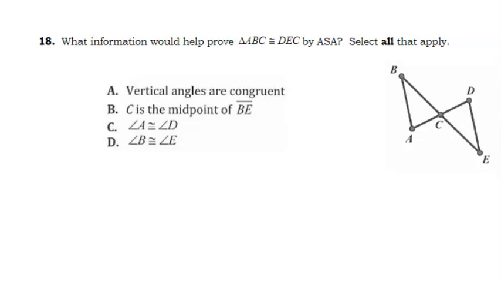Moving right along, number 18. So what information do I need in order to prove ASA? Vertical angles are congruent. Do I need that? Well, that proves angles. C is the midpoint of BE. So BE is right here. If C is the midpoint, therefore this side and this side are congruent. Sounds good. And then do I need AD? Well, that wouldn't prove ASA, that would be angle, angle, side. Little tricky. So I would need B and E. So the only one I would not need is C in order to prove angle, side, angle.